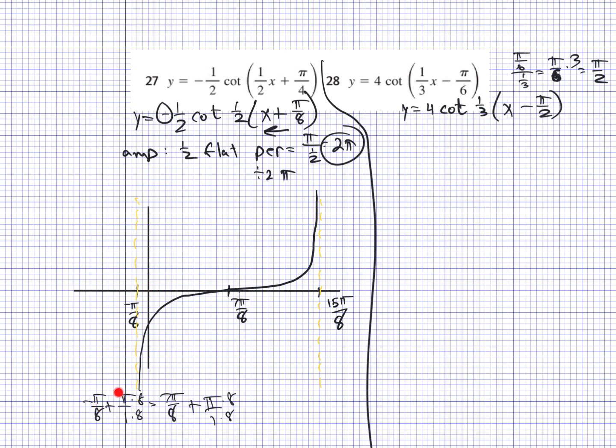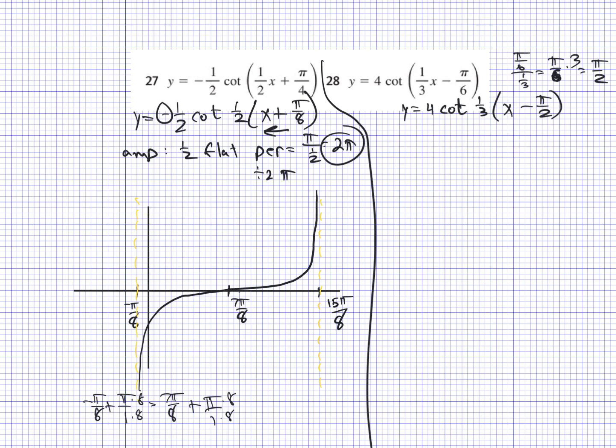Then from negative pi over 8, we got to add half of our period. Half of 2 pi is pi. So that's where we get this information. Get a common denominator. So negative 1 plus 8 is 7 pi over 8. That's our next distance piece right here. And then we add another 7 pi over 8 plus pi. Get a common denominator. That's where we get 15 pi over 8. And then we draw a flat curve because our amplitude is 1/2.